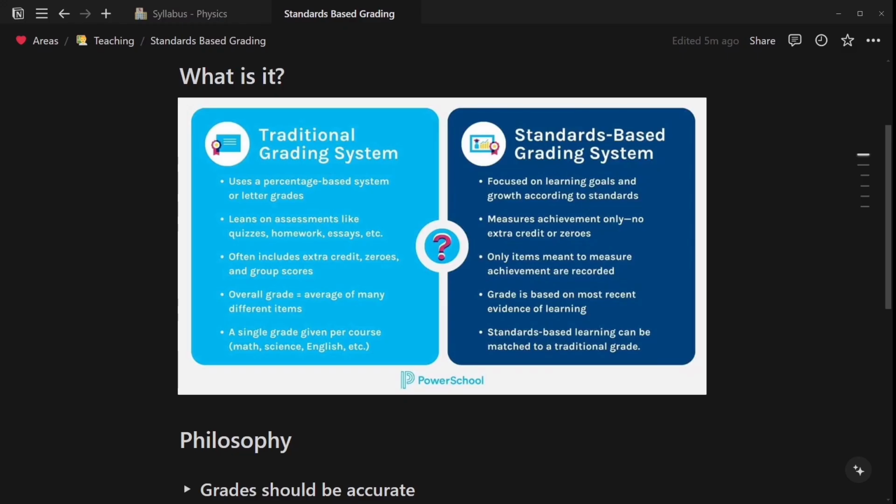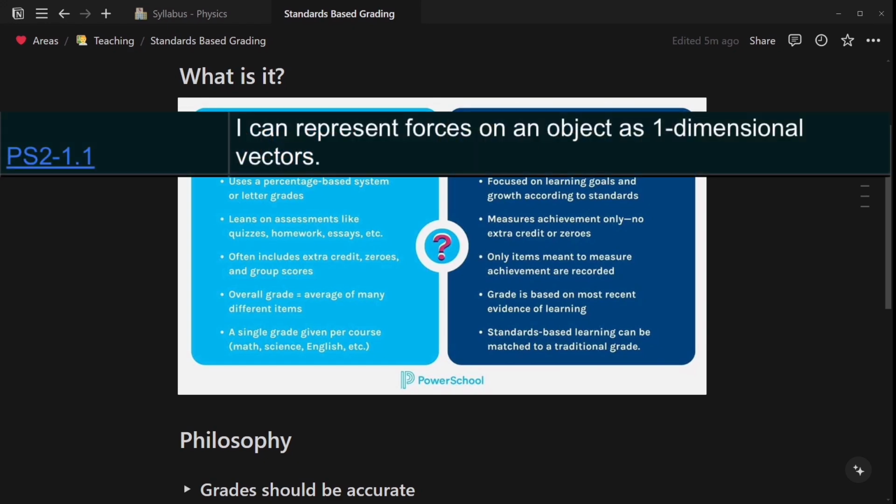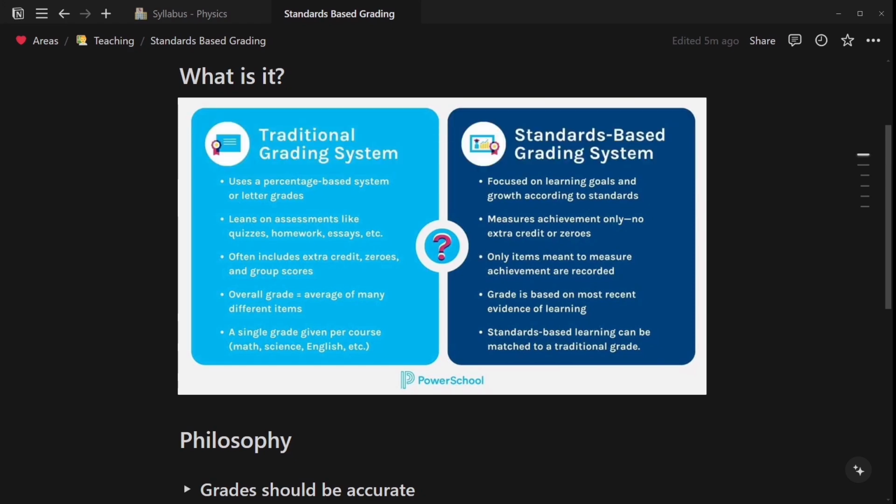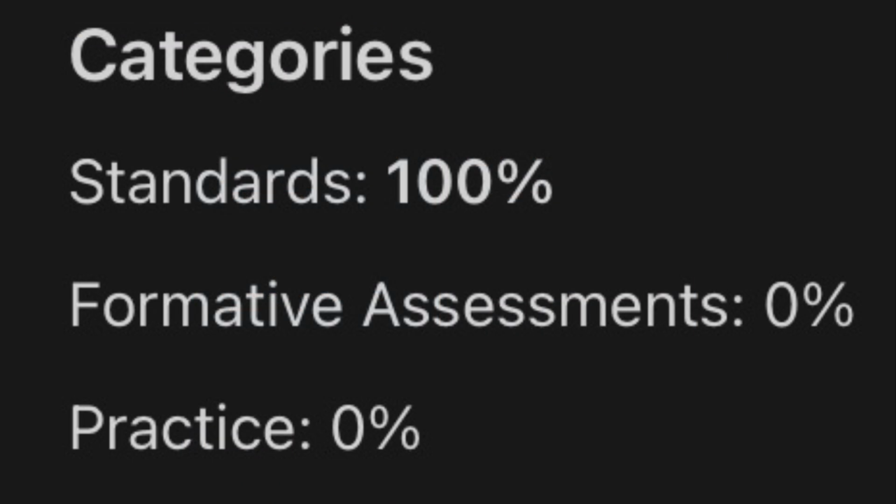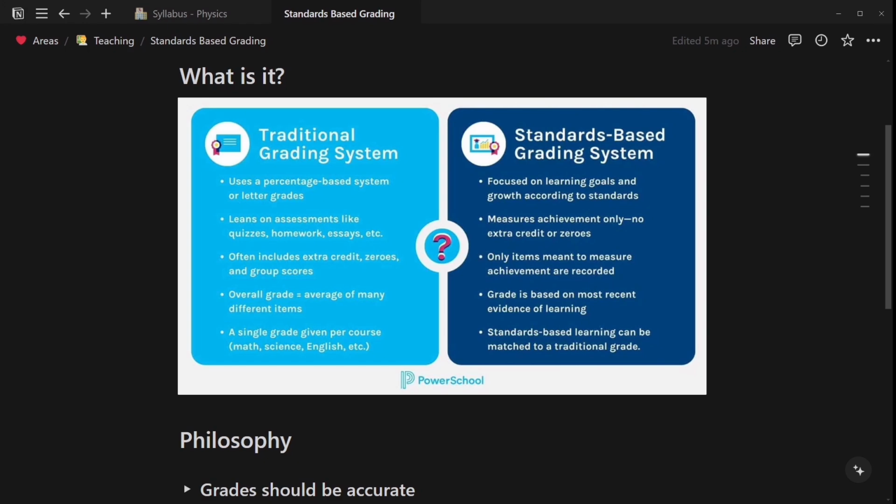It measures achievement only. So it only measures whether a student can do what the learning objective says that they can. So the learning objective is, I can represent forces using arrows and vectors. Then if a student can demonstrate that they can represent forces with vectors, then they get marked as proficient in that learning objective. And then we go on to another skill. The only thing that impacts the grade is your performance on any one of these learning objectives. Other things, such as whether you turn in an assignment on time or not, are not impacted by this, because those are not representations of whether you understand the material.